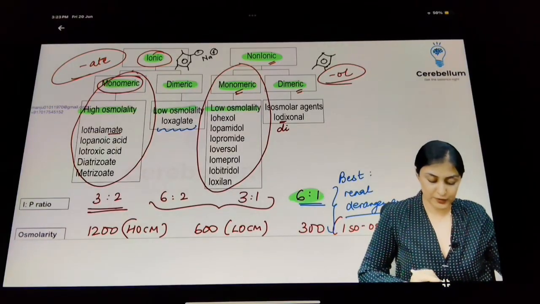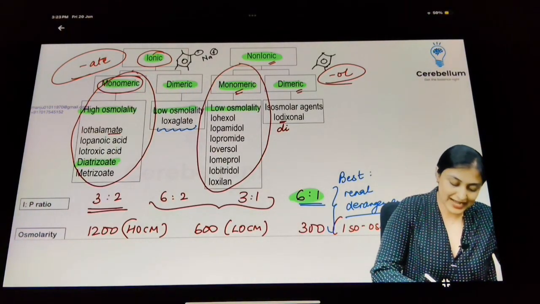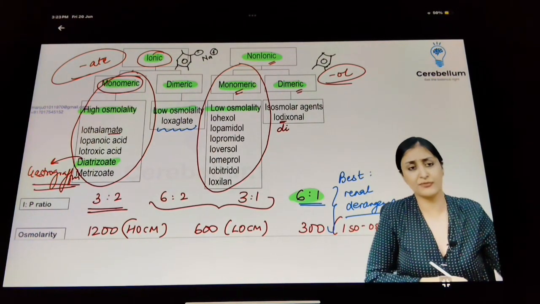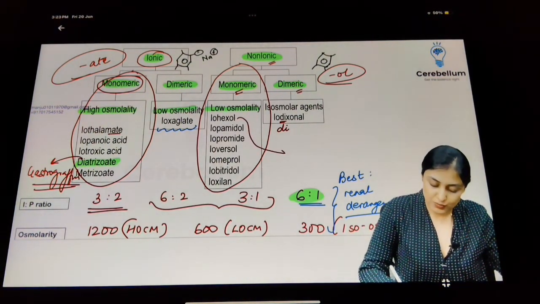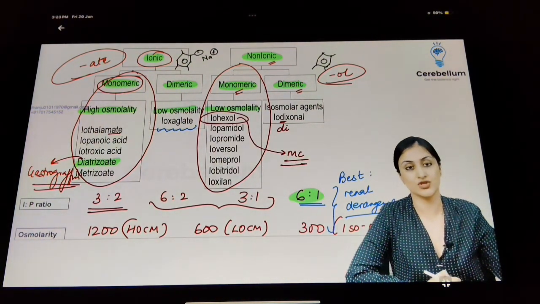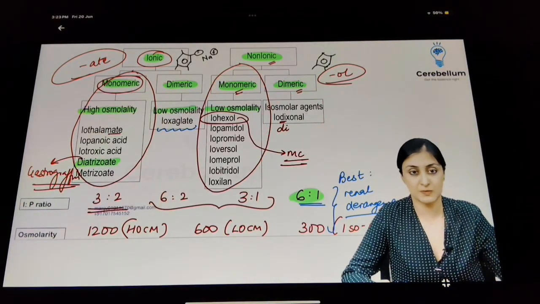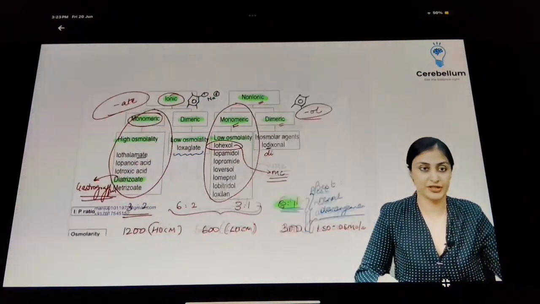Is this clear? So this is all about the contrast agents. Just two names you can remember. This diatrizoate you see as an ionic monomer is what we use as gastrografin. It is used in place of barium when you have a contraindication. What we use most commonly for CT scan is iohexol, which is a non-ionic monomer. Iodixanol, we don't really use very routinely because it's expensive. Fine, so iohexol is most commonly preferred. I hope this is sorted.